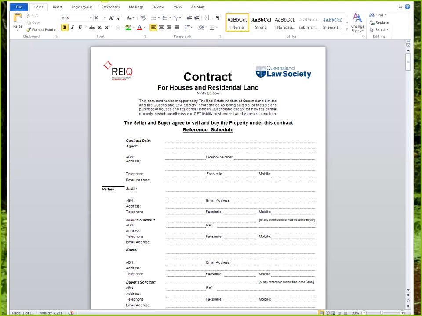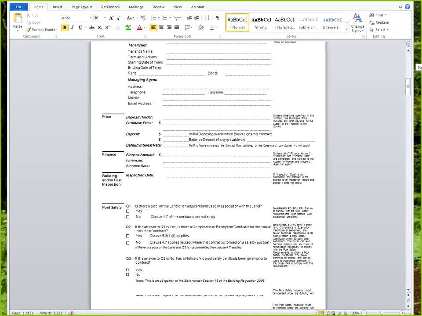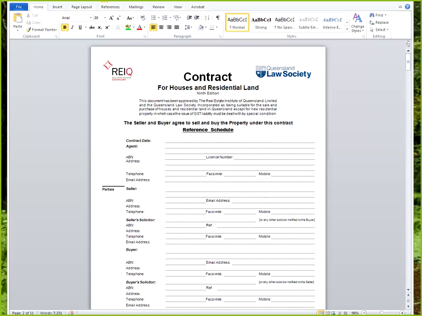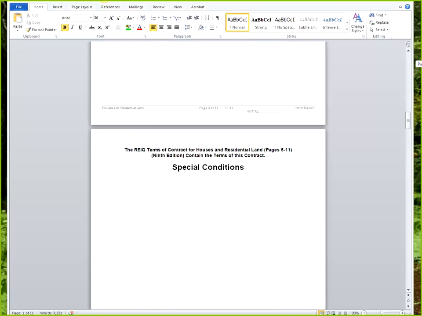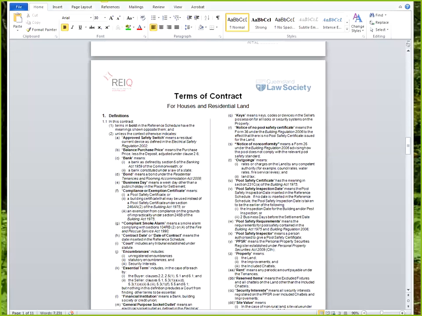Now, you will see that the contract has a number of commentaries, and the first is in the heading itself. You'll see my cursor hopefully there. And throughout the document, there are a number of things which provide information which should be read carefully, and I'll refer you to. The contract is in two parts. The first is the items schedule, or the reference schedule. That runs for a few pages, and after that we have the special conditions and finally the terms of contract.